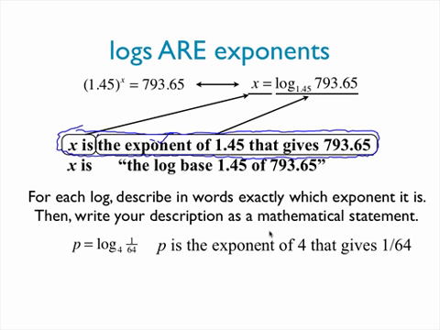Is that right? Cool. So now if we wanted to try to solve this one, if you notice the denominator there, 64, is 4 cubed. So what would p be? -3.